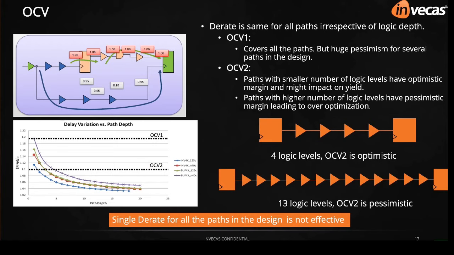OCV can be applied with different percentages of derates. If you consider the worst case OCV derate, then obviously it will cover all the paths in the design, but this is very pessimistic. In the other scenario, if you consider a lower percentage of derate than the worst case, it will cover all the long logic paths, but for the shorter paths, we will get optimistic results which might impact the yield, because there might be some timing violations on the real silicon.